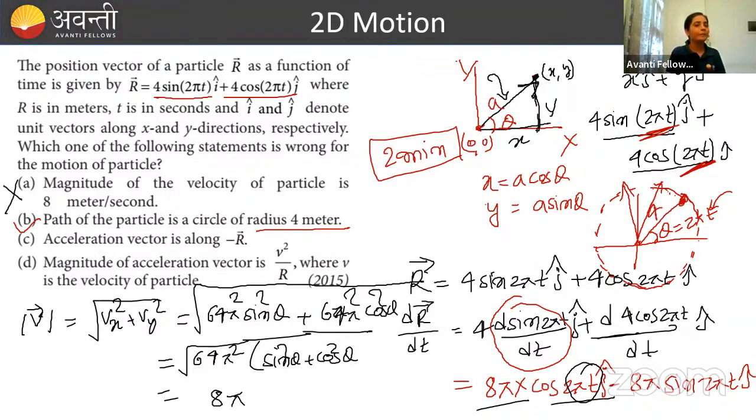So this is wrong. This will be wrong, okay? If you look at option C, acceleration vector is along minus r. So if a particle is moving in a circle, see, I have told you the correct answer, but we should discuss the other options also. That is option C and D. So let's discuss it. What is C saying? Acceleration vector is along minus r.